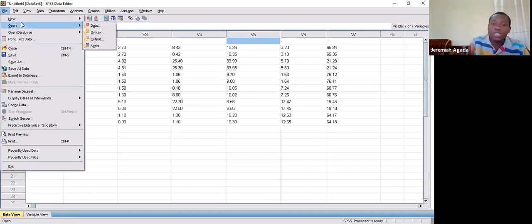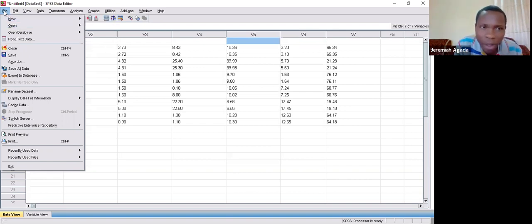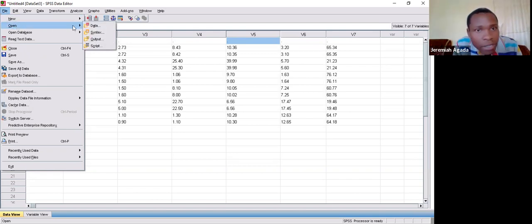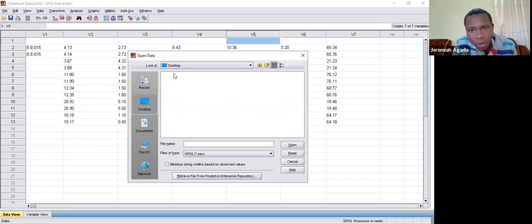Now, when you are loading your file, I think that's another thing again to know. When you're uploading your file that you want to analyze, you will come to File. Those of us that have it already, if you're using your own, you'll come to File. You check Open, Data. When you click on Data, I'm waiting for it. It's looking slow. Okay, then where you kept it in your system, you know where it is. So mine is on the desktop.